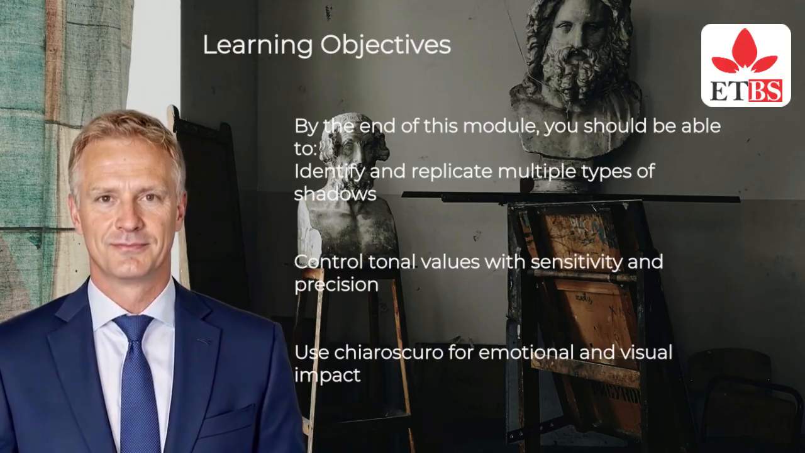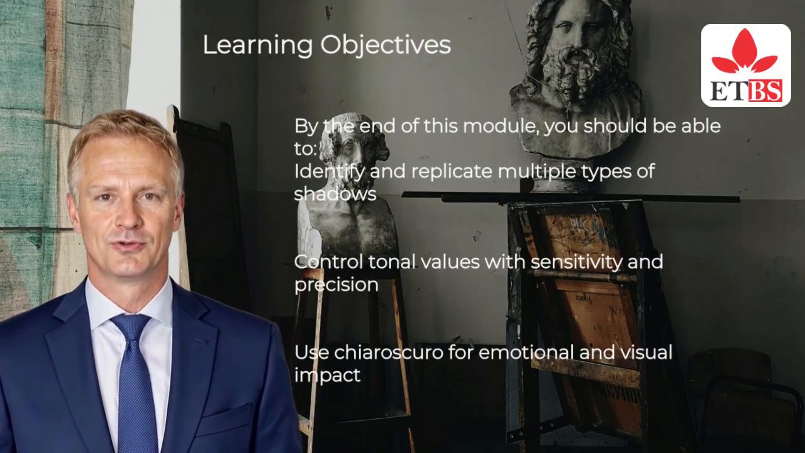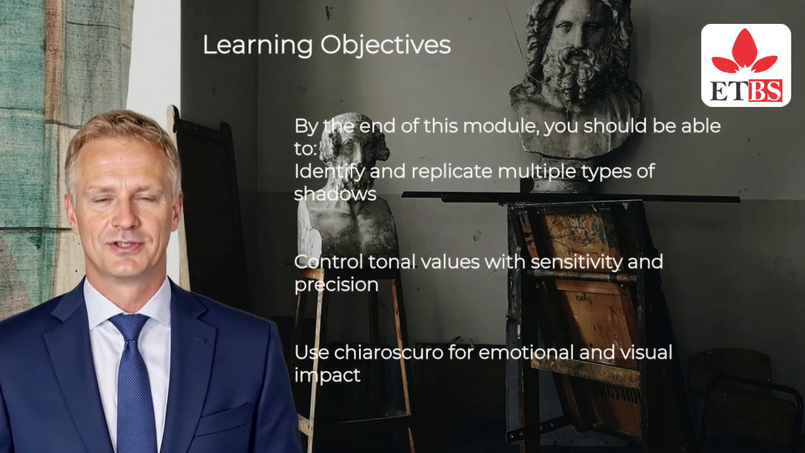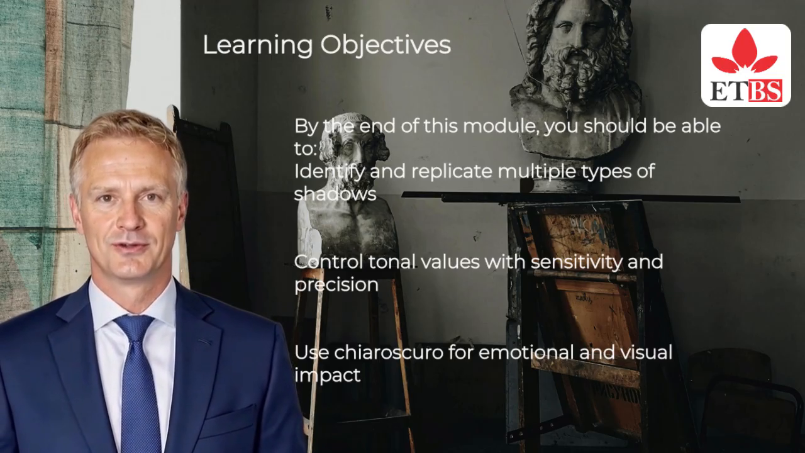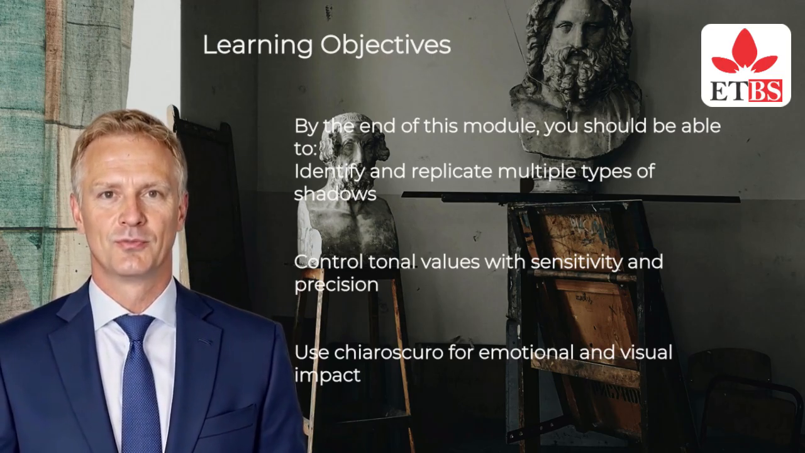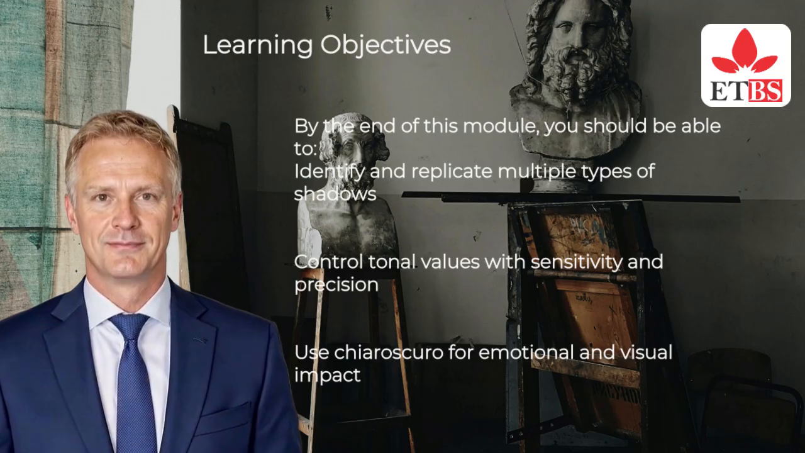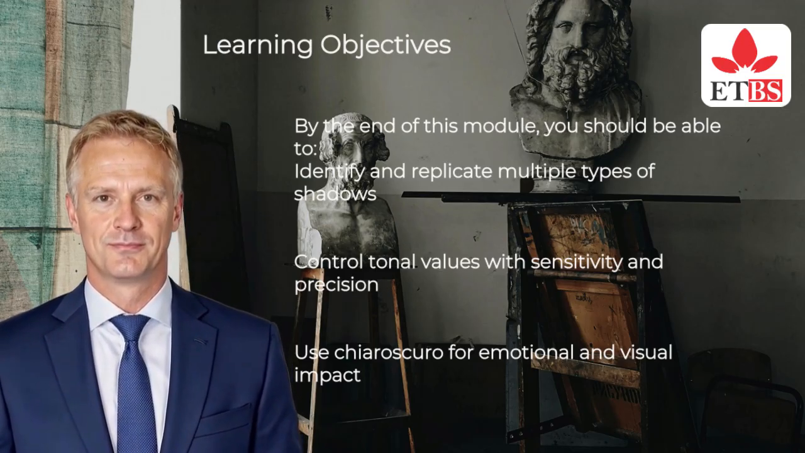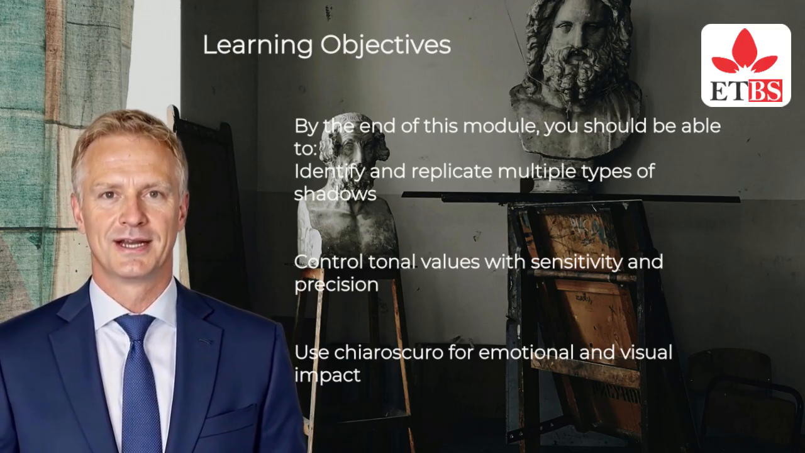Learning objectives. By the end of this module, you should be able to identify and replicate multiple types of shadows, control tonal values with sensitivity and precision, use chiaroscuro for emotional and visual impact, map tonal relationships effectively in preparatory sketches, and render naturalistic and believable lighting environments.